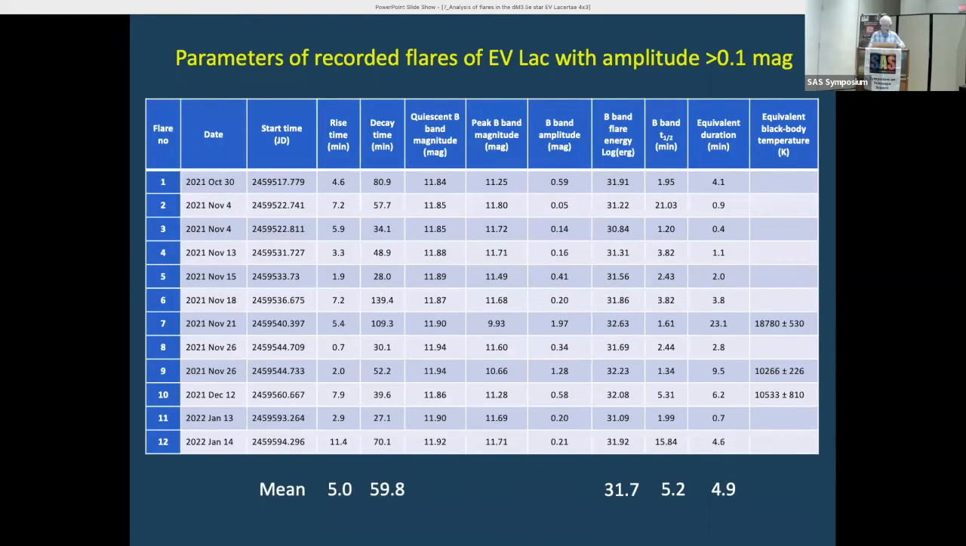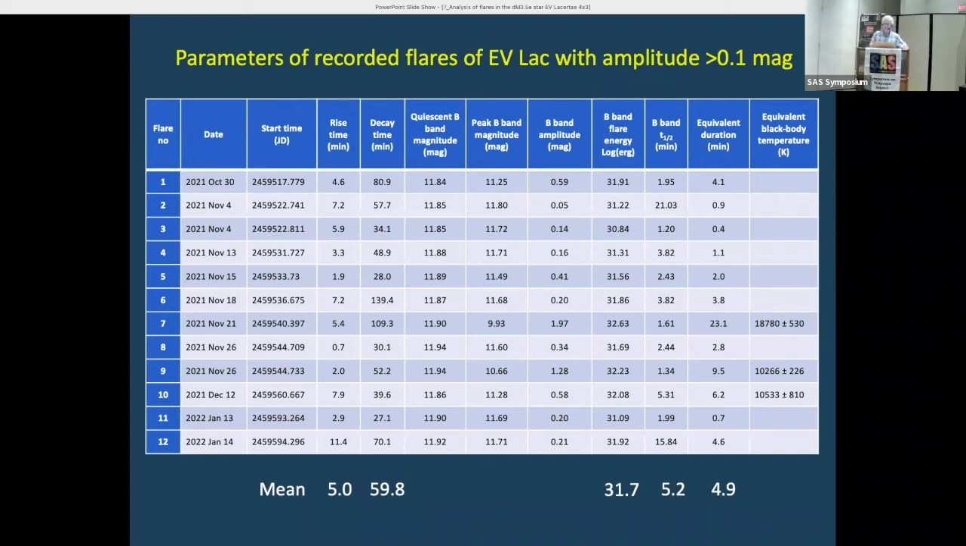And here's a table, again, one in the paper, which just lists the parameters that we were able to measure for each of those 12 flares. I would just draw your attention to the fact that the mean rise time we found was about 5 minutes, and it was a fairly narrow distribution. These tend to rise relatively rapidly after they start, but the decay time range is very large. The mean there is about 60 minutes, but some of them are only 30 minutes. Some of them are almost 2 hours long. So a very wide range of decay.